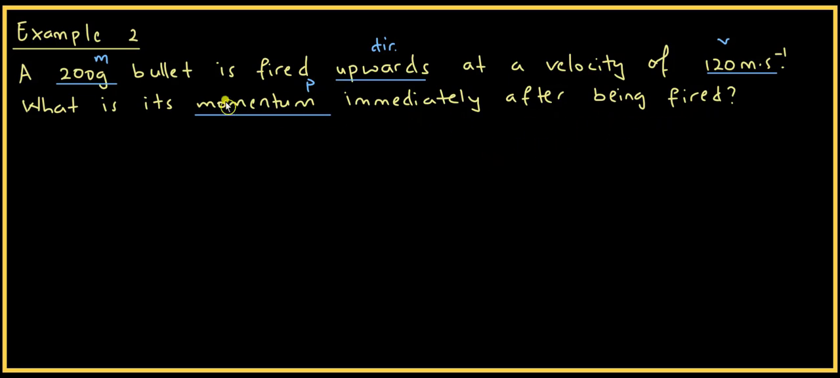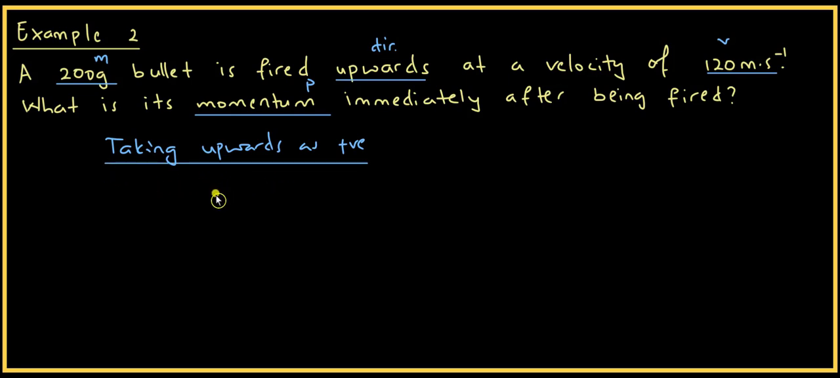Okay, so my direction is upwards, downwards. All right, so I need to choose a positive direction, so I can say taking upwards is positive. Okay, fine. Now I write my equation. P equals mv, and initially my bullet is going upwards, so it means that this velocity here is positive because it's going upwards, and I've chosen upward as positive, right?